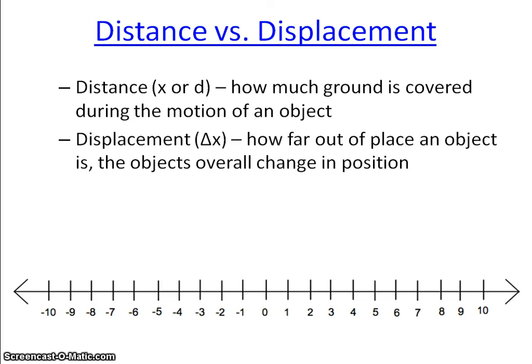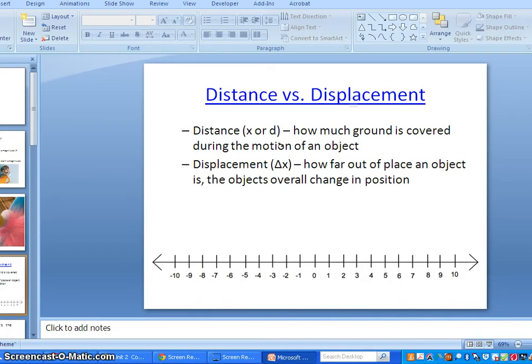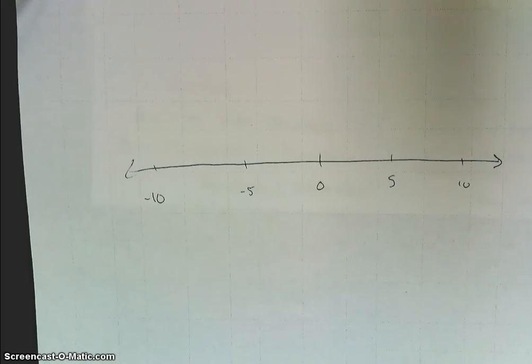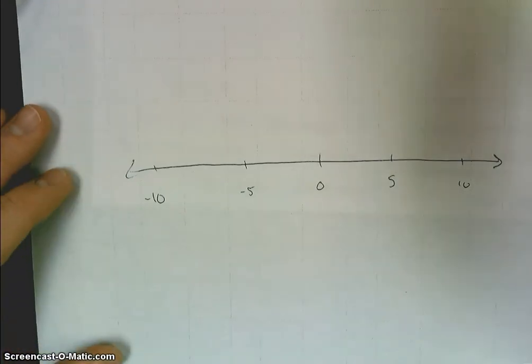Okay. Displacement, on the other hand, is how far out of place an object is. It's change in position. Okay, displacement looks at only where the object starts and where the object ends. And so I'm going to elaborate off of that a little. So like I said, I'm going to elaborate a little bit for you guys.